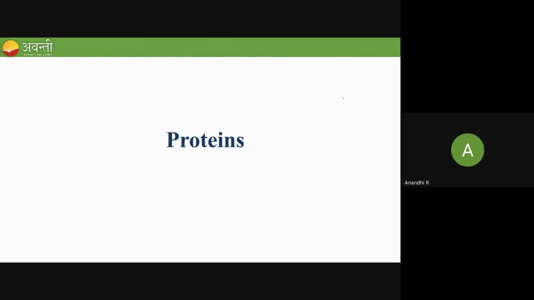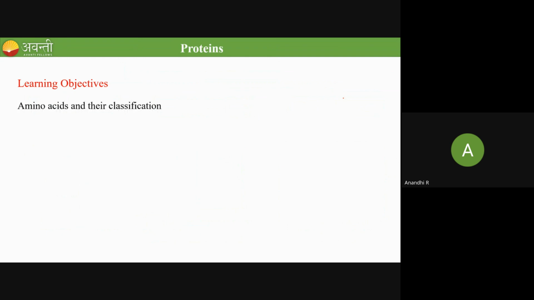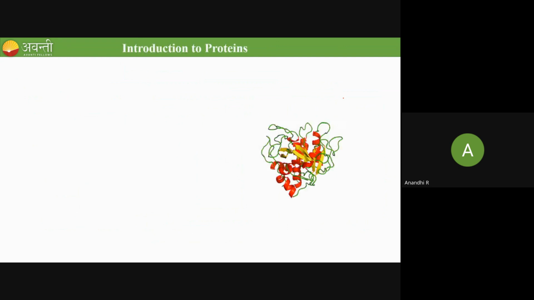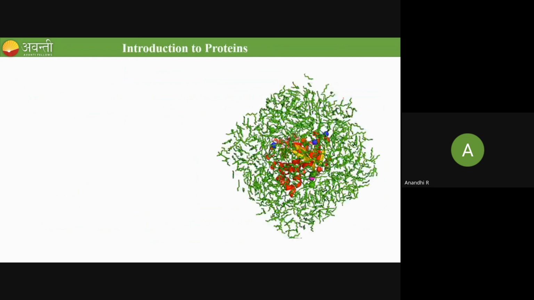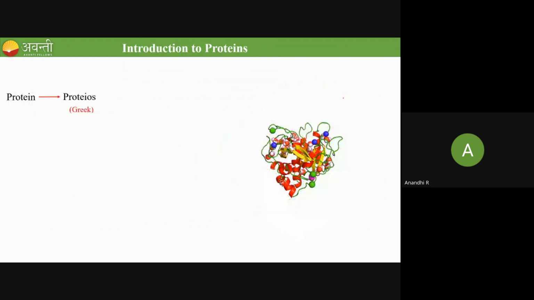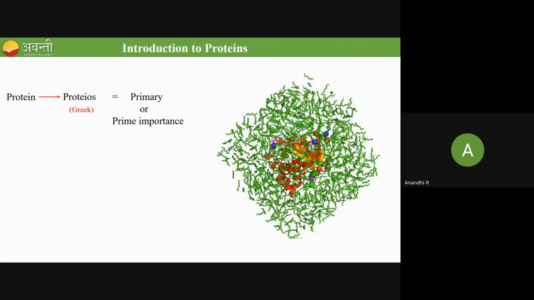Okay. So the second biomolecule is protein, and under proteins, I'm going to discuss amino acids and their classification, the peptide bond, and classification of protein. Let me just introduce protein to you. The word protein is derived from the Greek word proteos, meaning primary or of prime importance, which is required for growth and maintenance of the body.